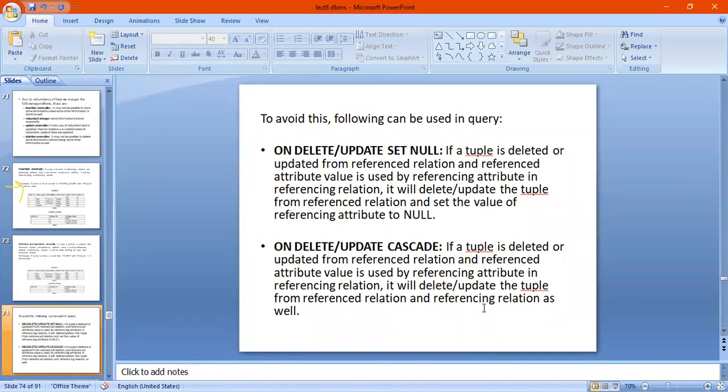So what is referenced and referencing I have discussed yesterday. One is from the primary key table and the other is from the foreign key table.